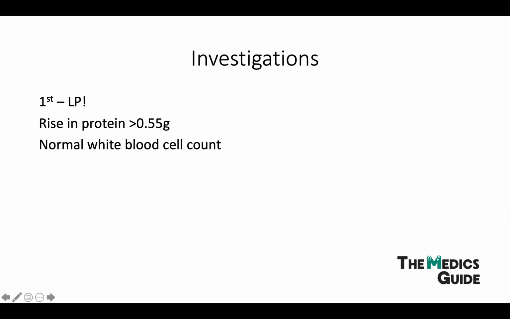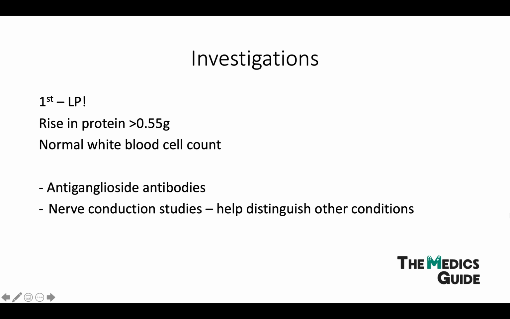Now, in terms of investigations, a lumbar puncture should always be done first, and what that will show you is an isolated rise in protein, and you'll notice that the white cell counts are normal. Antiganglioside antibodies are usually tested in GBS, but their absence doesn't exclude the diagnosis, so bear that in mind. And you can also do nerve conduction studies, and because the myelin sheath is affected, it will show slow conduction, and this is just to help distinguish between other conditions as well.